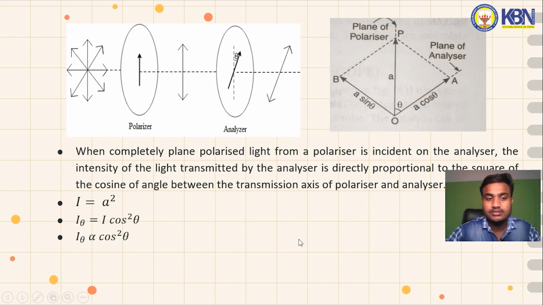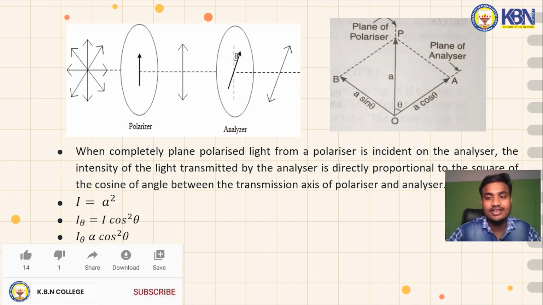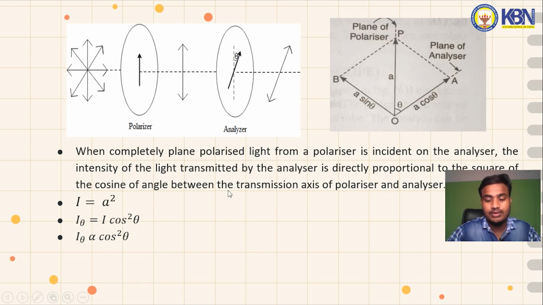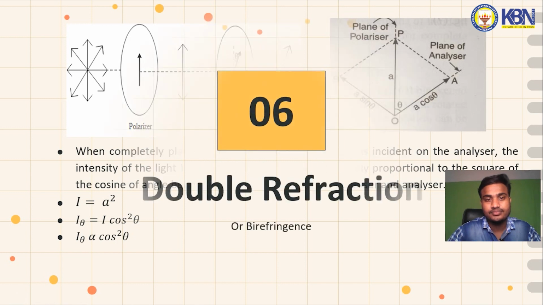Now we know that intensity is proportional to the square of the amplitude. A is the amplitude of the incident wave, so intensity I is equal to A squared. So I theta is equal to I cos squared theta. The intensity of the transmitted light is directly proportional to the square of the cosine of the angle. This is what Malus's Law tells us.